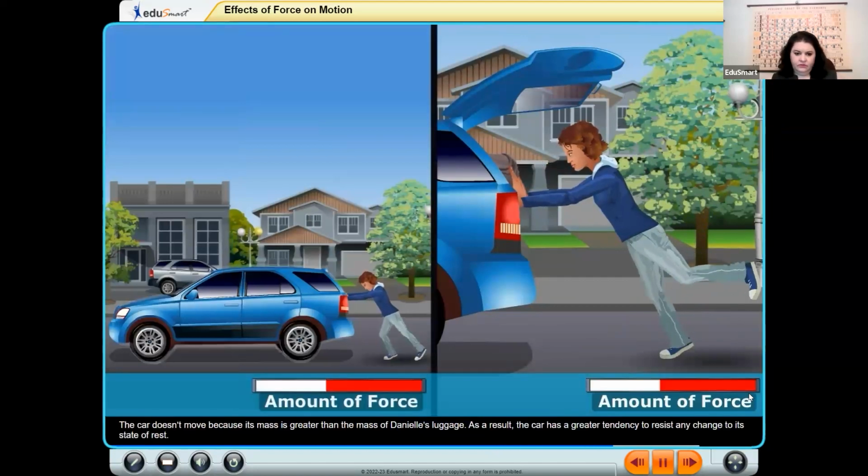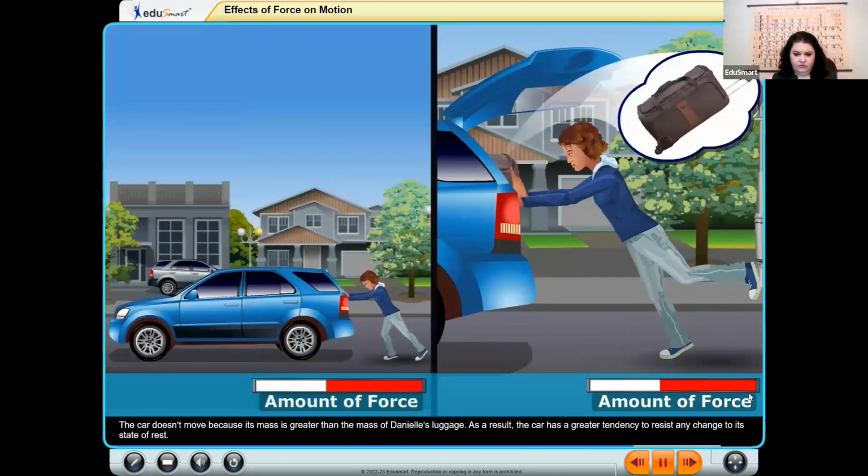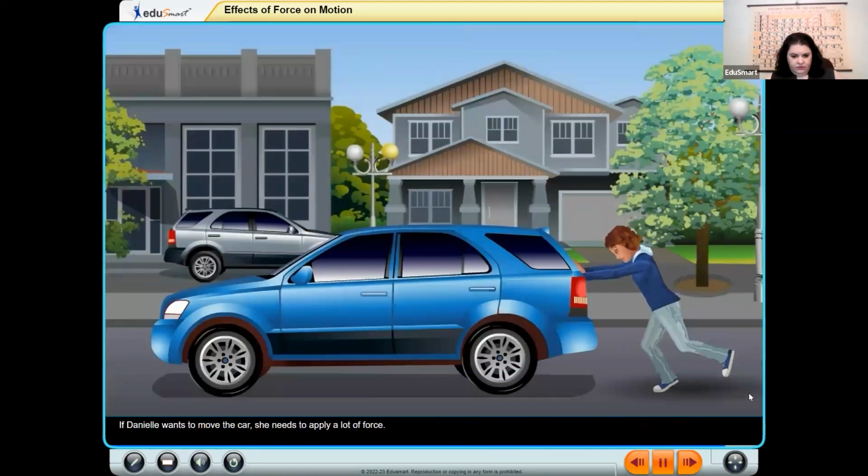The car doesn't move because its mass is greater than the mass of Danielle's luggage. As a result, the car has a greater tendency to resist any change to its state of rest. If Danielle wants to move the car, she needs to apply a lot of force.